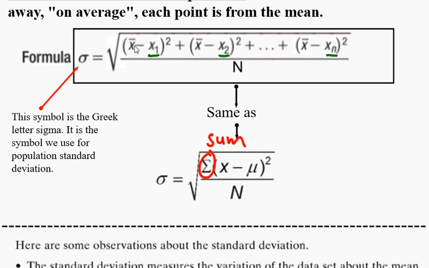And what am I doing? I'm subtracting them from x bar, which is the average. So I'm finding how far away each point is from the average. So how far away is x1? Get that number. How far away is x2? Get that number. How far away is xn?